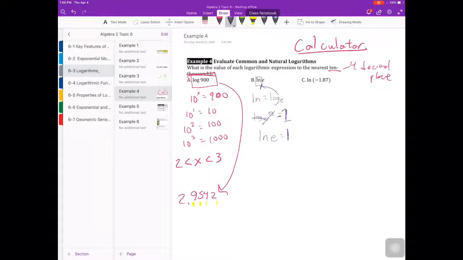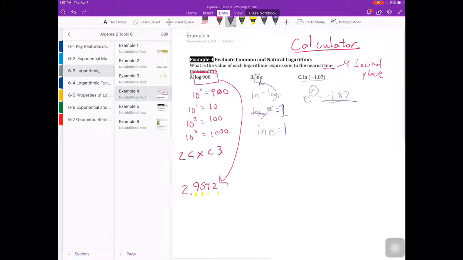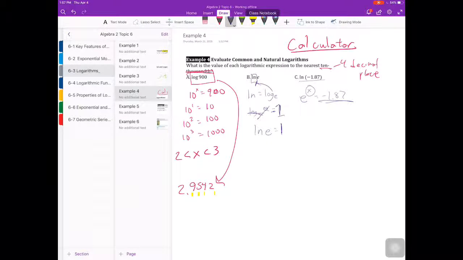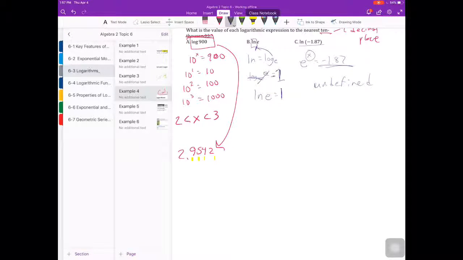And then finally, if we think about this, we're going to have e to the what number is going to give us negative 1.87. And we've already talked about this exponent up here is never going to consistently give us a negative number. And the reason being, let's explore this whole negative thing. I'll tell you that this one's undefined and you're going to get an error message in your calculator. But let's talk about this just a little bit more in depth.